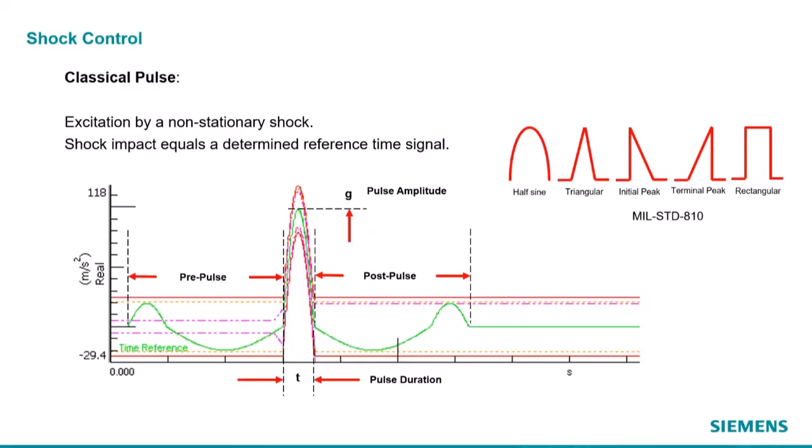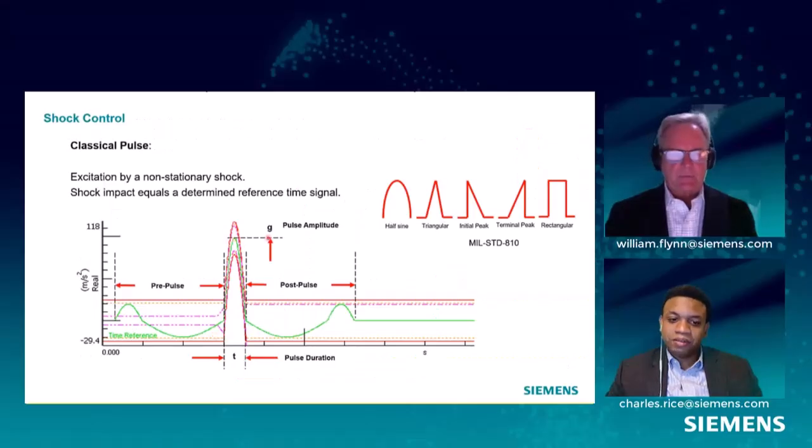Talking about the classical pulse first, these are some standards. Classical pulses are mainly out of the Mil Standard 810. They define these pulses: the half sine, triangular, initial peak, terminal peak, rectangular. Some of the components used in the setup to define these parameters: you have the amplitude of the main peak, and then you've got a duration of the main peak of that half sine pulse. And then you've got a full duration of that shock pulse. And so that's the definition of one of these classical pulses.